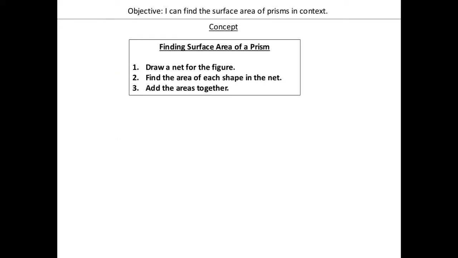So for our steps today for finding surface area, we're going to draw a net for the figure, and then we're going to find the area of each shape in the net. And then at the end, you're going to add all of the areas together, okay?